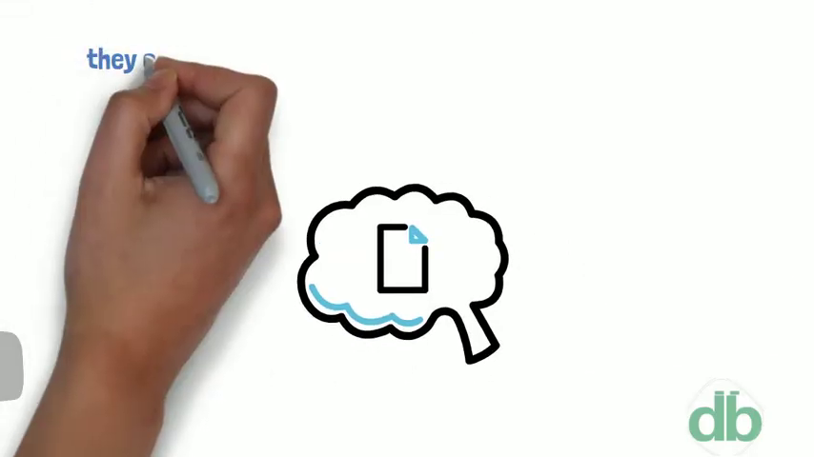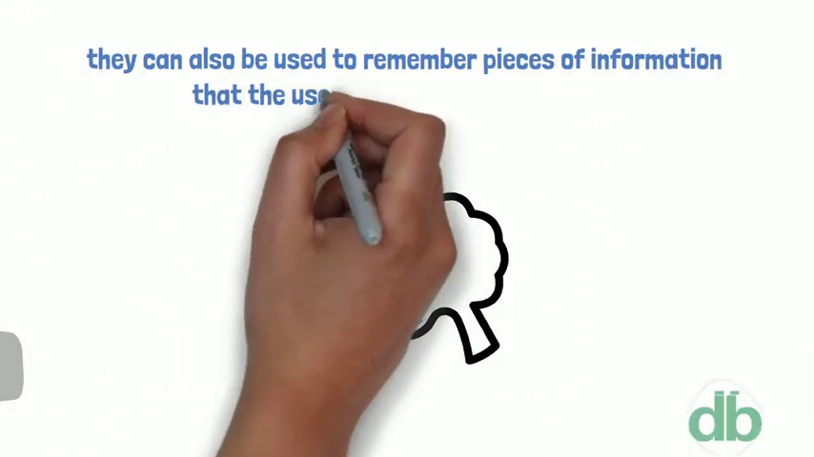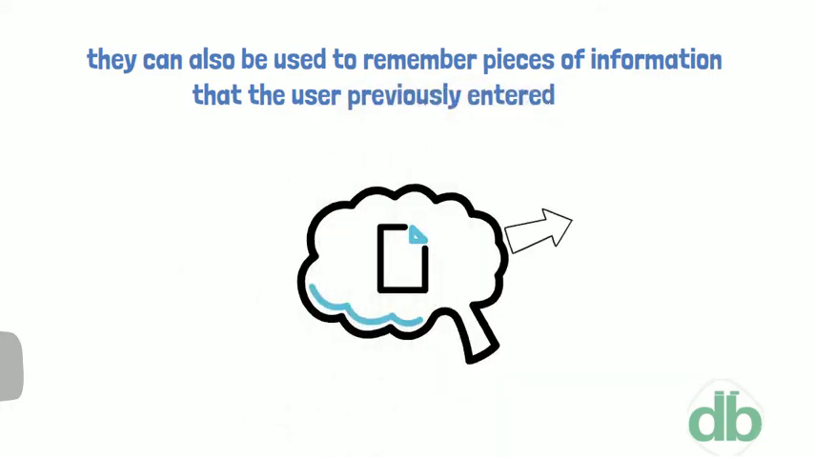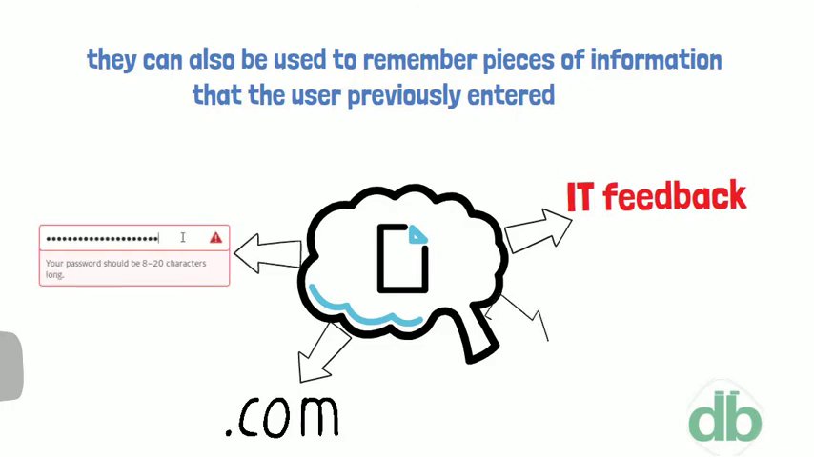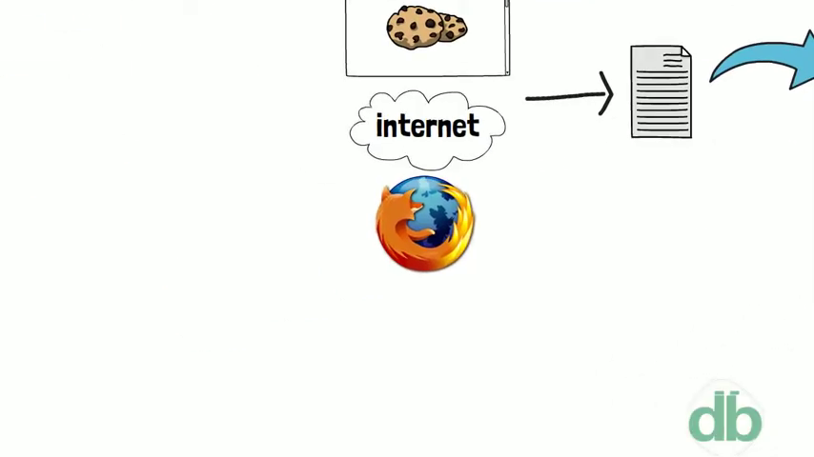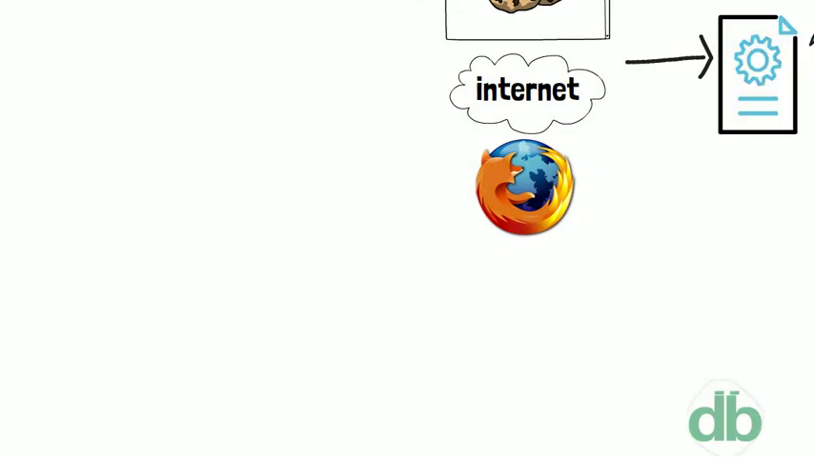They can also be used to remember pieces of information that the user previously entered into form fields, such as names, addresses, passwords, and payment card numbers. Cookies perform essential functions in the modern web.